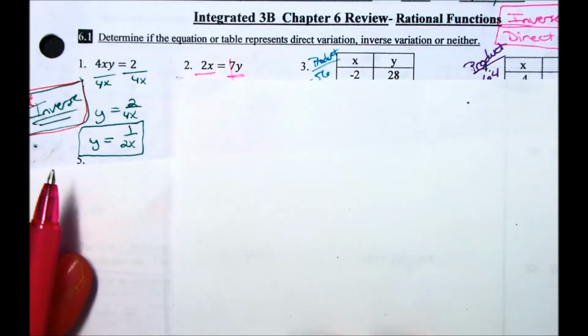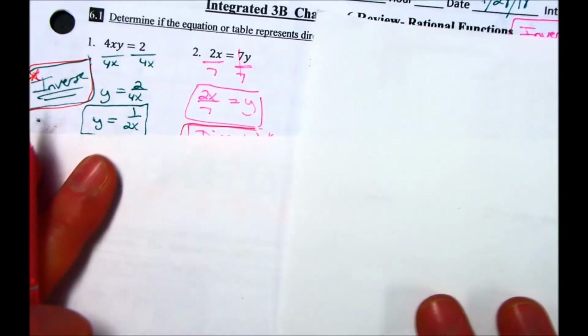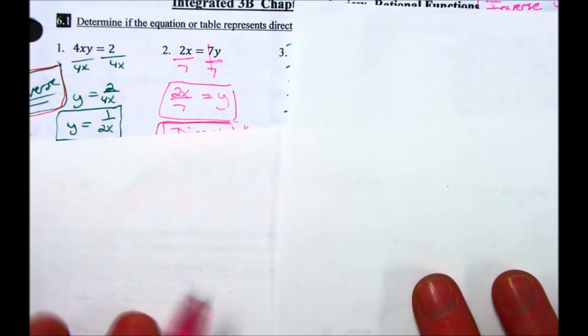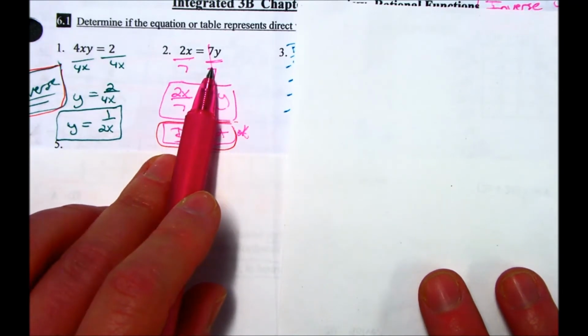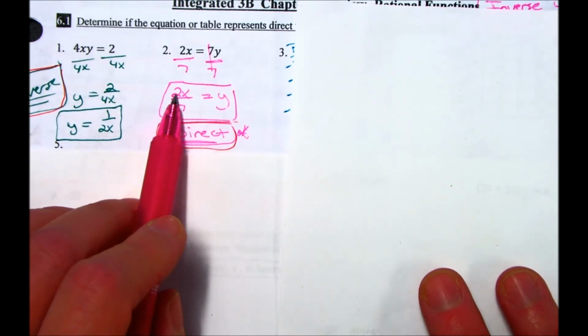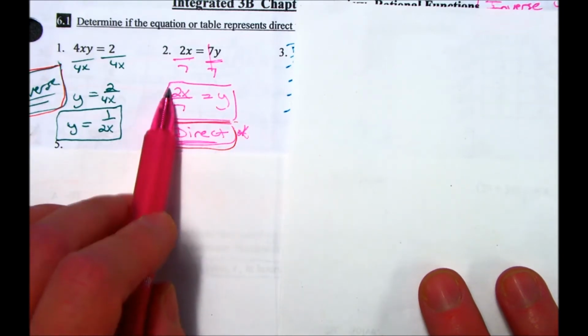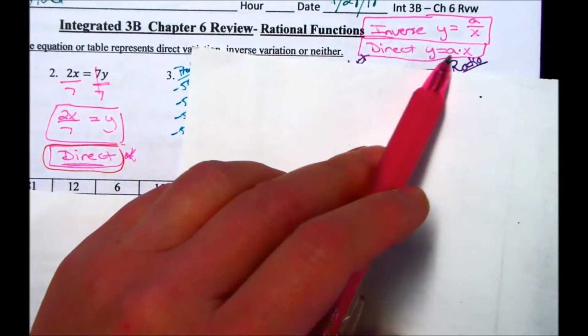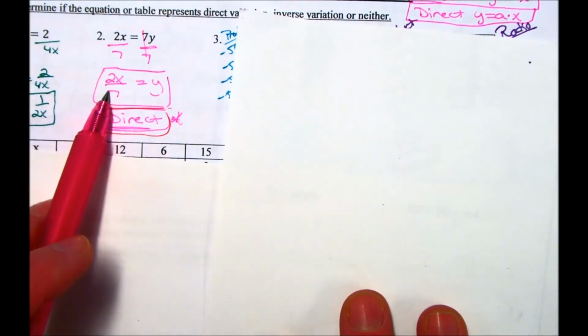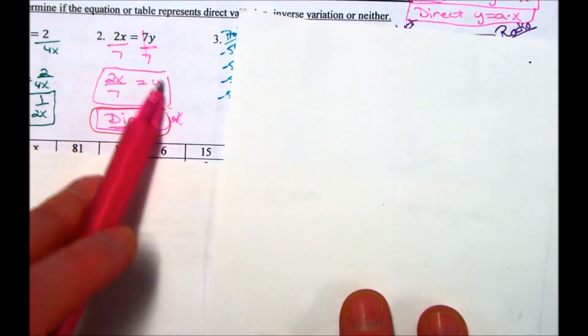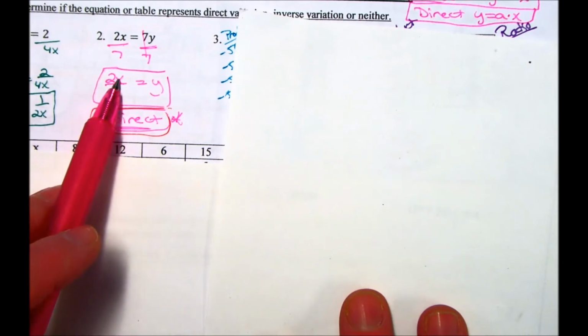The next problem here, number 2, you have to again solve for y. So when you solve for y, you've got to divide by 7 on both sides, and the x now you can see is in the numerator. So again, even though it doesn't look exactly like a times x, because the x is being multiplied, you could rewrite this as 2/7 times x, but again, y is by itself. 2/7 times x, or 2x over 7, this would be direct.